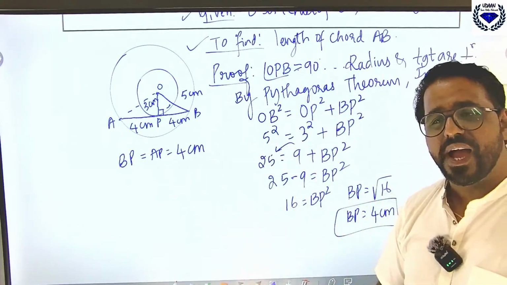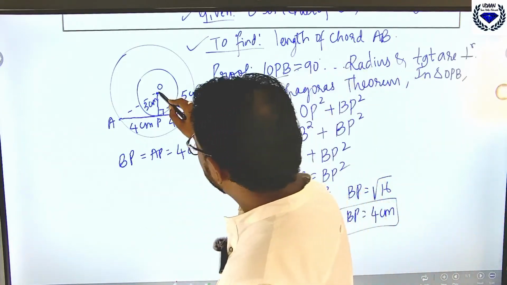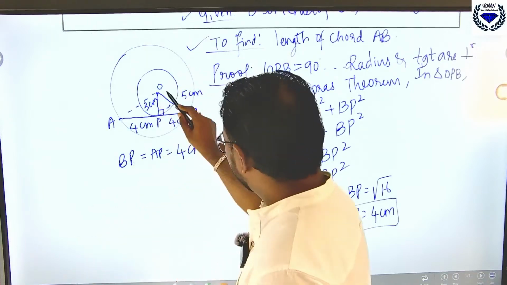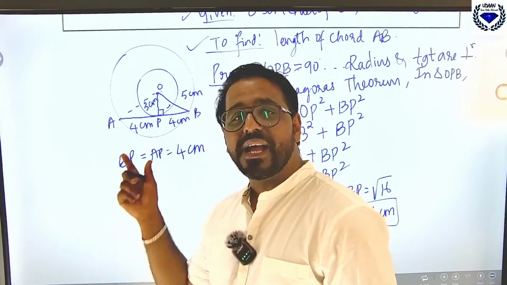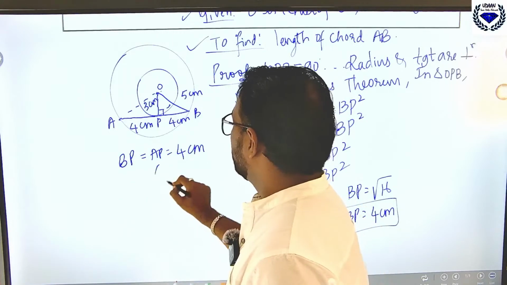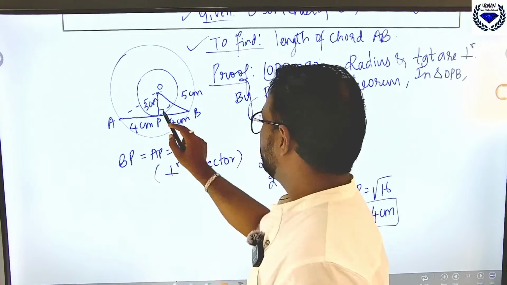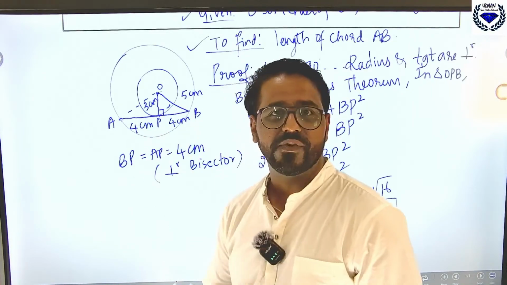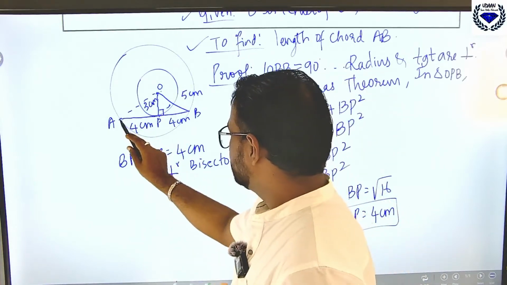Can you tell me why? Because in the 9th standard there was a theorem. If you draw the perpendicular to the chord, it bisects the chord. It is a perpendicular bisector. What is perpendicular bisector? If you draw a perpendicular to the chord, it bisects the chord. That was a 9th standard theorem. You should write it is a perpendicular bisector due to which AP and BP are equal.